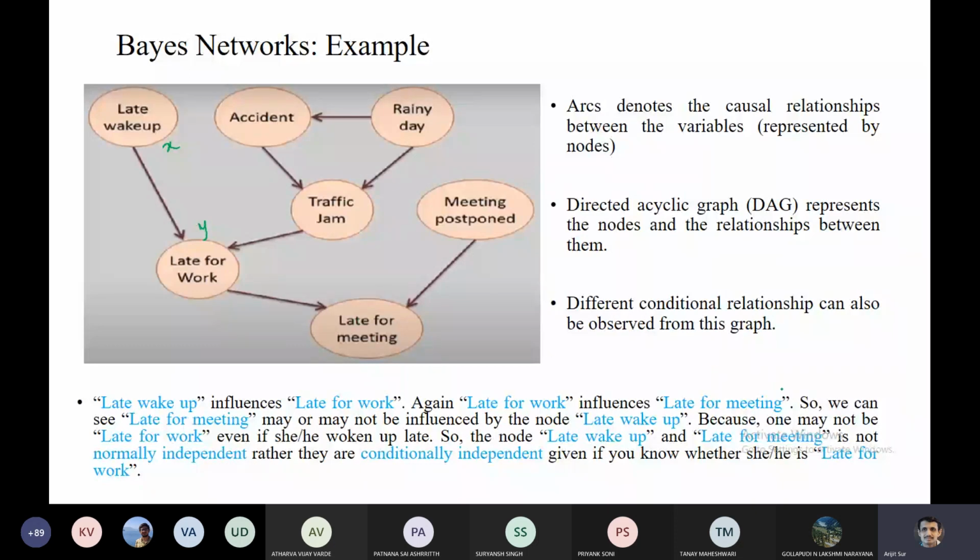One may not be late for work even if she wakes up late. So the nodes late wake up and late for the meeting are not normally independent, rather they are conditionally independent. You can see this is important.